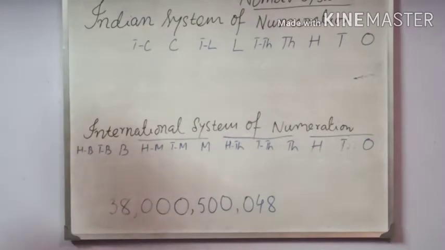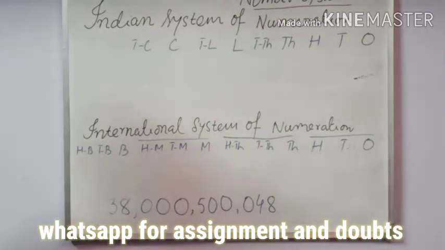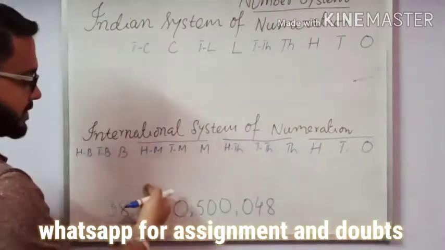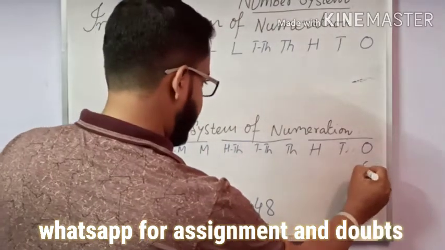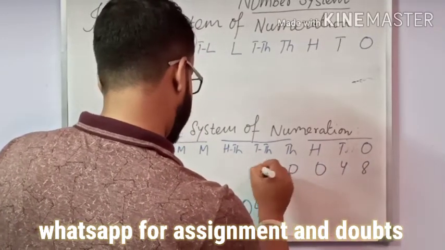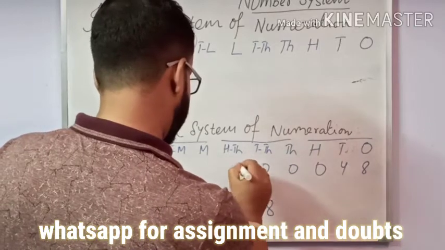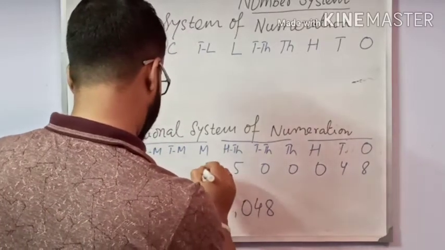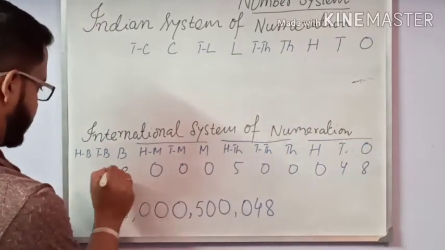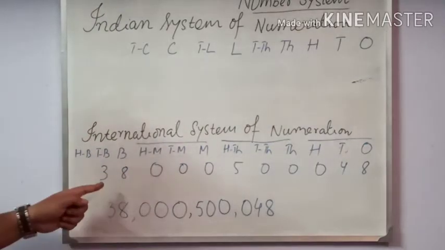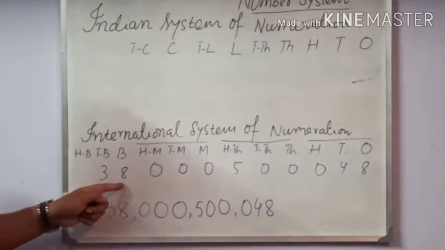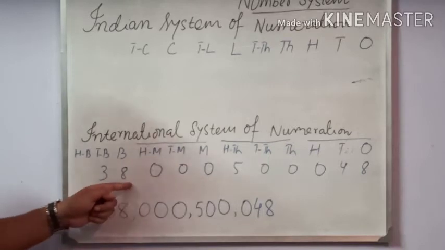What form in international system of numeration? How can we write? The same way, put this from the right side of this chart. 8 4 0 5, and we got this 3 and 8 in billion chart. So we call it as 38 billion.